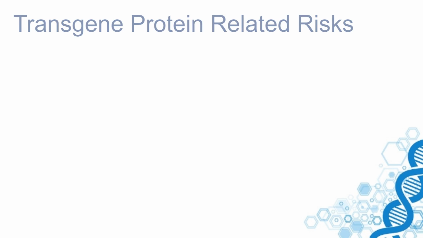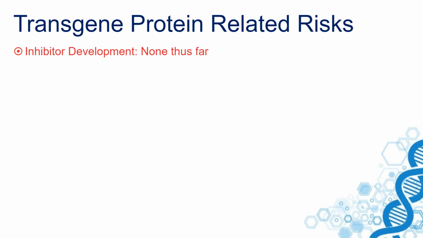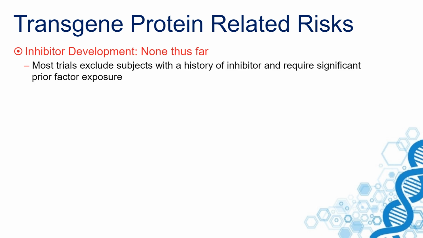Okay, so what do we know about risk related to the transgene? They're either factor VIII or factor IX transgenes. The theoretical risk is that if you express either the factor VIII or factor IX protein, you could develop an inhibitor. This has not thus far been demonstrated, but it's important to note that currently all trials are enrolling subjects that have a prior significant history of factor exposure and without a history of an inhibitor. So we're effectively cherry picking subjects relative to the risk of inhibitor development.